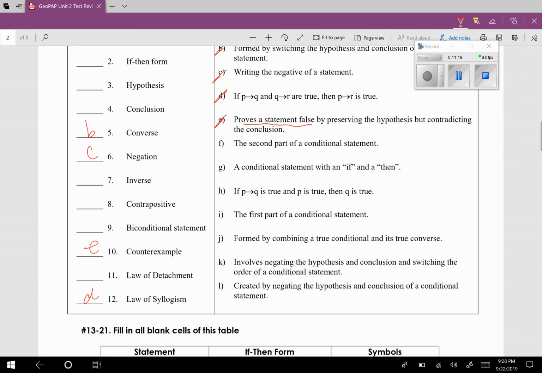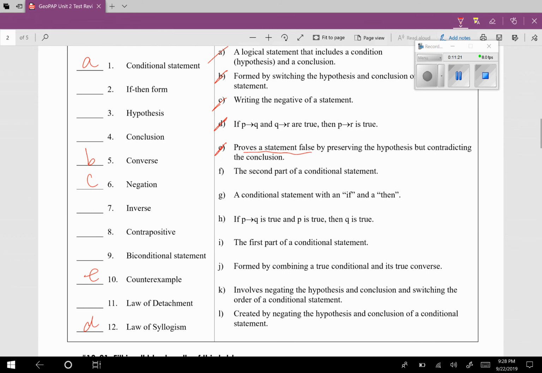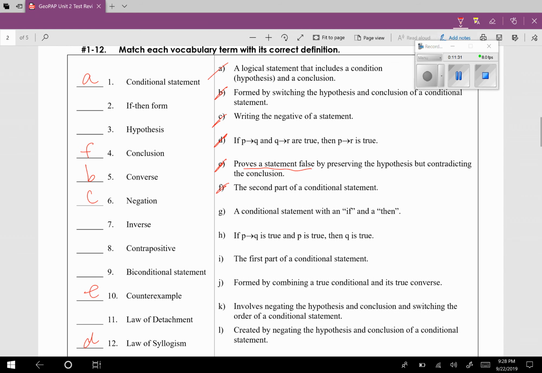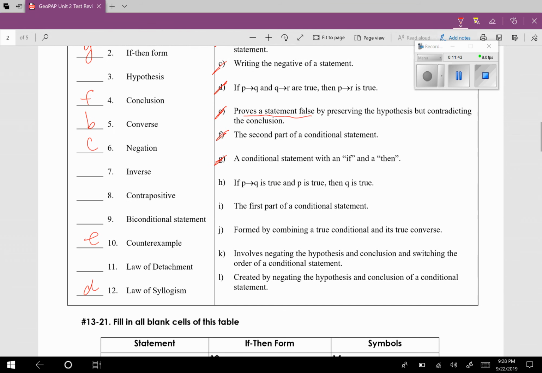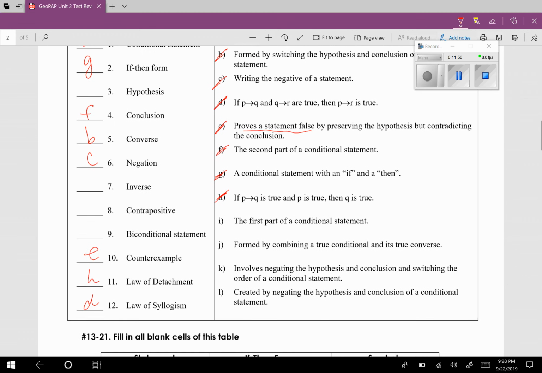F, the second part of a conditional statement. Well, it's hypothesis and then conclusion. So the second part is the conclusion. So that's F for number 4. A conditional statement with an if and a then. Well, it's if-then form. So that's G. Okay, if P then Q is true, and P is true, then Q is true. So that's those 3 sentences. Again, that's the law of detachment there. Okay, the first part of a conditional statement, that's the hypothesis. So that's number 3 is I.